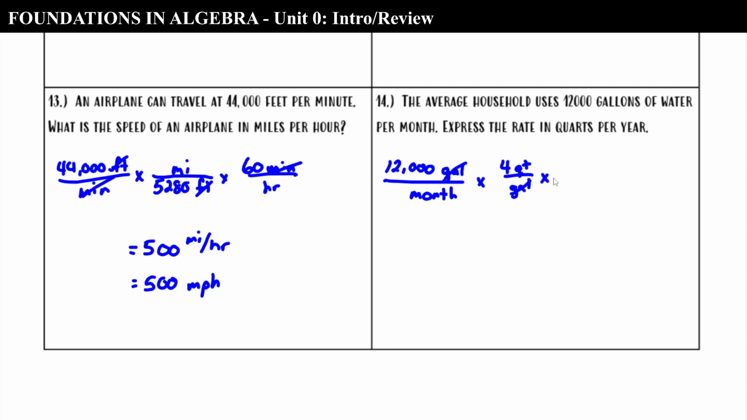Now let's convert our months to years. Well, there are 12 months in a year, so that gets rid of our months. Now we have quarts per year. We do our multiplying on the top and the bottom and the division, and that's 576,000 quarts per year.